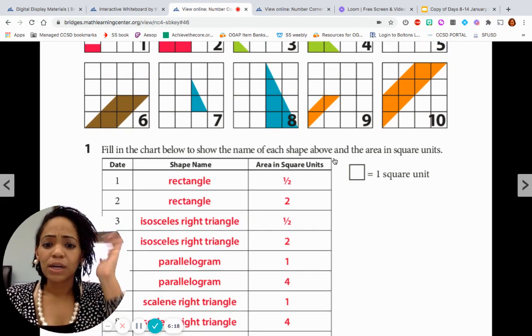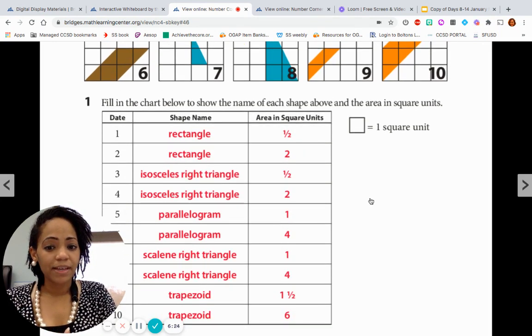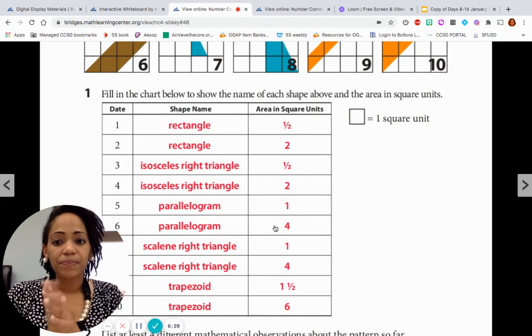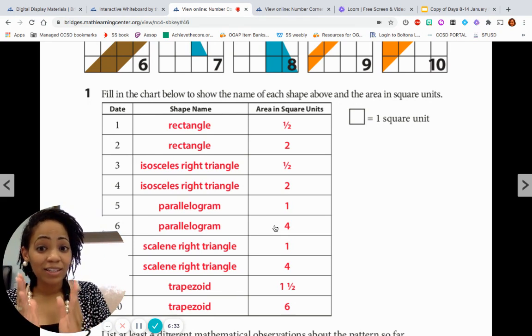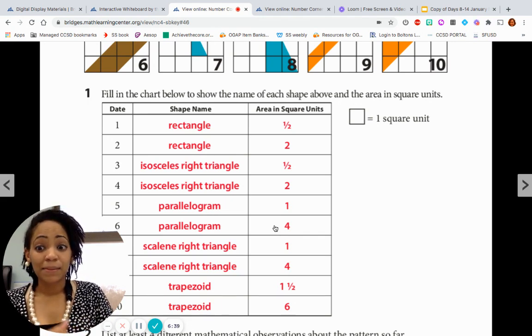The last two were trapezoids. So we had a half, a half, a half. So 3 halves, which is 1 1/2. And then this one had an area of 6. So pause this video so that you can capture, like save this screen so you can go over it, just in case you were not keeping up with me if I was talking too quickly, because I'm going to move on. Okay?